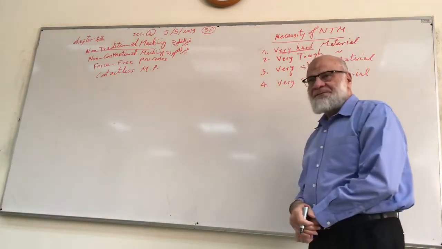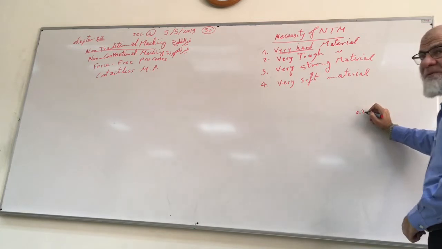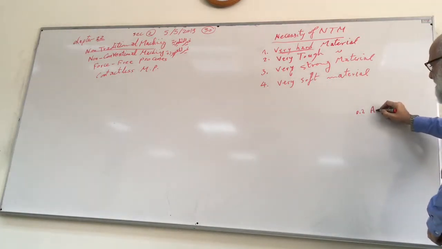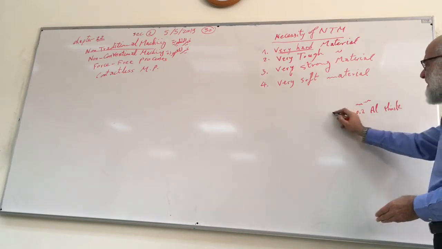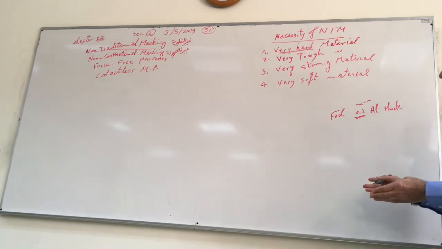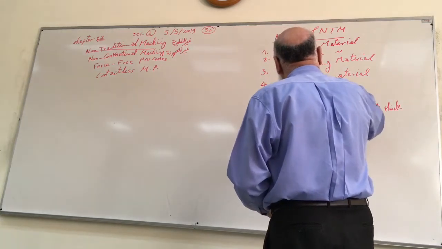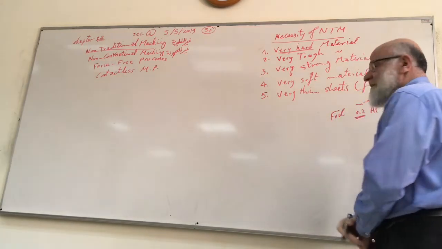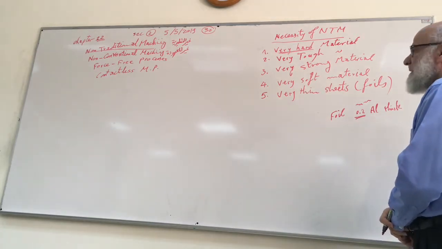In which case? Give me an example. If you have 0.2 millimeter or 0.1 millimeter thickness made of aluminum, aluminum foil like this of 200 microns, how do you make a hole in the foil, which is very thin? Number five, very thin sheets, like foil. How to cut the foil? It is impossible using turning, drilling or milling. How to hold it and how to apply forces on it?